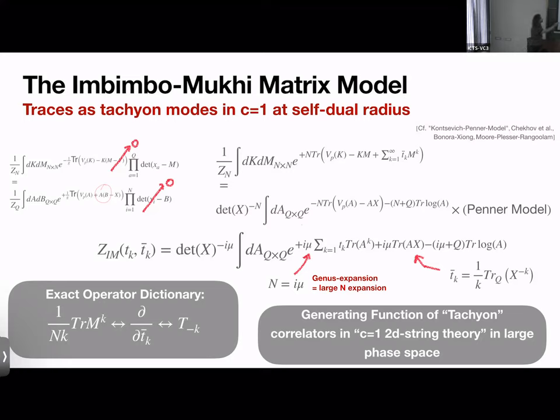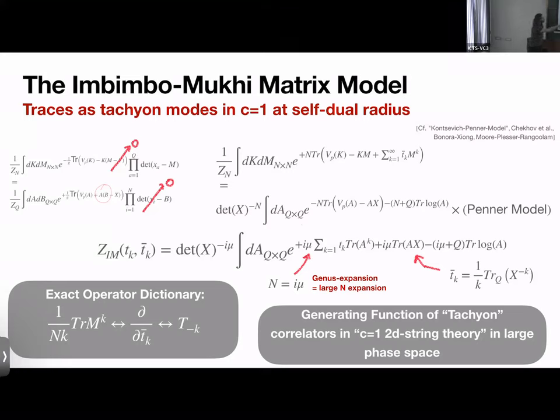It turns out you can do that because these two matrices only couple via their product. So I'm just telling you that there's some change of variables you can do that allows you to split it into this. Again, the particular form isn't super important right now if you haven't seen these things before. If you have, you would recognize this as the Mbimbo-Mooke matrix model.